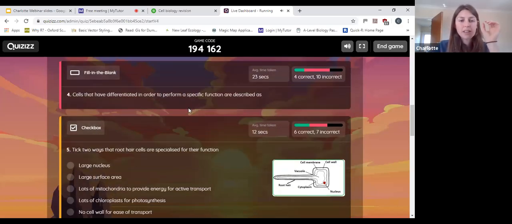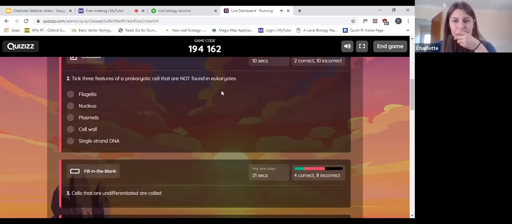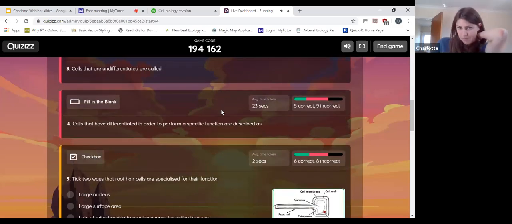Number 4, another fill in the blank. Cells that have differentiated in order to perform a specific function are described as, another word, just one word. What do we think? So they've already differentiated so that they can perform a specific function.